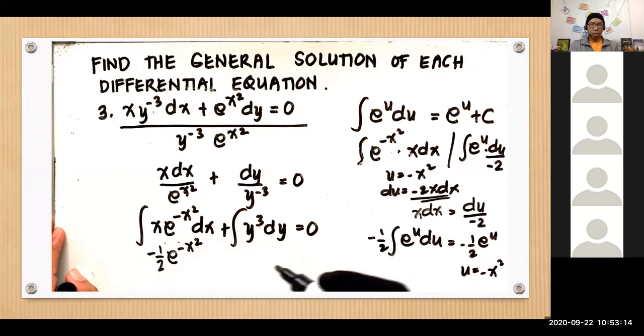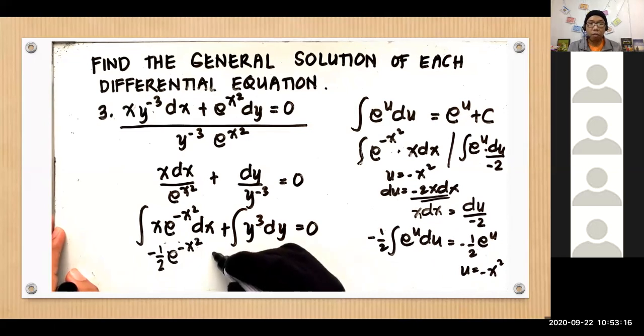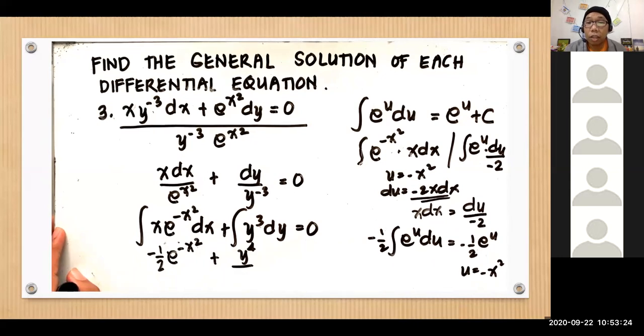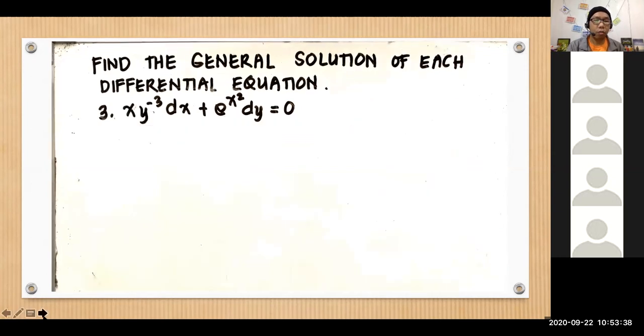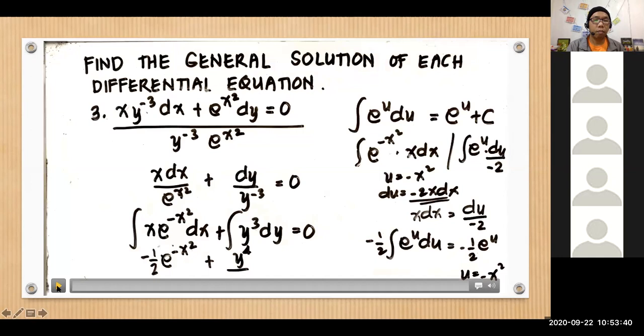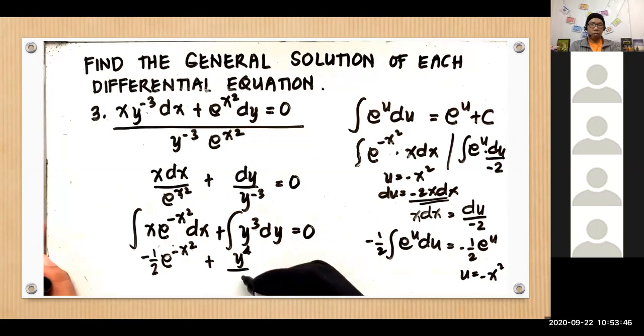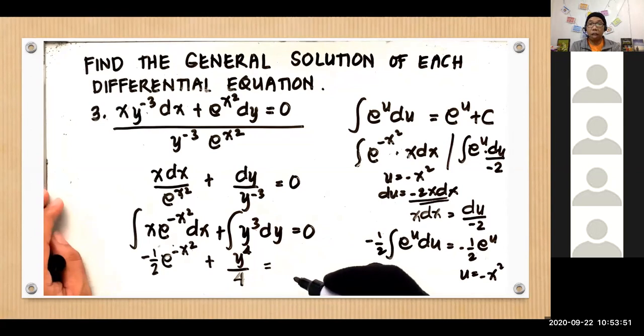minus x squared. And then for the second term, power formula lang yan. So you have y raised to 4 over 4. Alam ba yung power formula? Na-recall nyo yan? Yung y raised to n. Opo, sir. The answer is, pag integrate mo yan, magiging y raised to n plus 1 over n plus 1. Okay? So let's continue. Ayan. So y raised to 4 over 4 and equals, syempre, the arbitrary constant c.